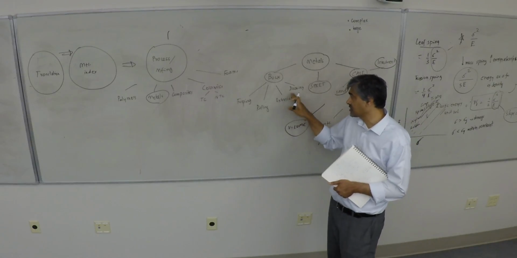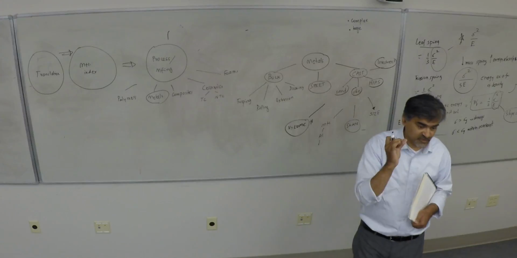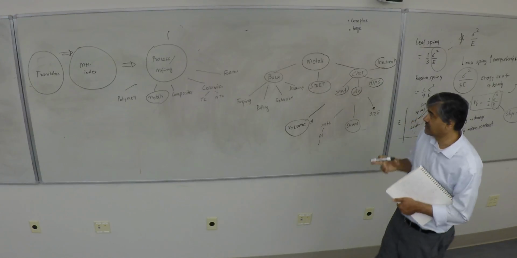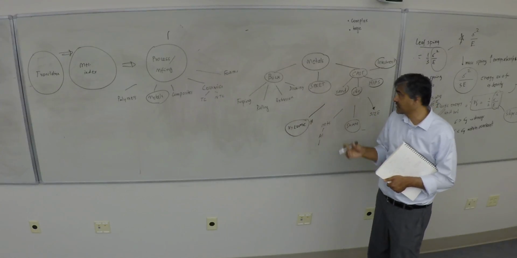So extrusion and drawing have a lot of similarity. Drawing is typically cylindrical parts or sheet parts. Extrusion is complex shapes in that family. But all these are deformation processes, no volume change, right?